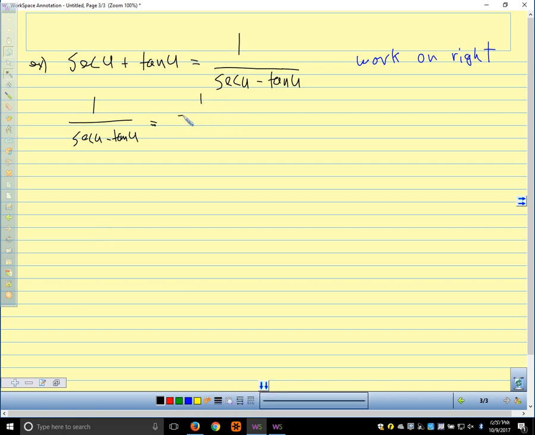So this is 1 over cosine u minus sine u over cosine u. So in the denominator, I have a common denominator. So this is 1 over 1 minus sine u over cosine u. And when I divide by a fraction, it's the same as multiplying by the reciprocal. So that's cosine u over 1 minus sine u.